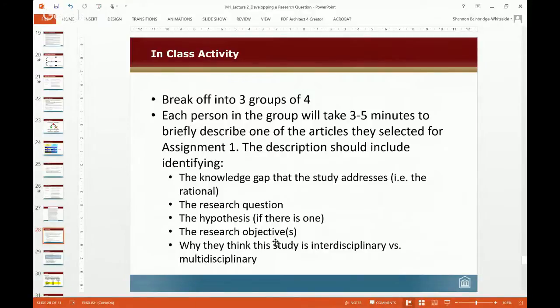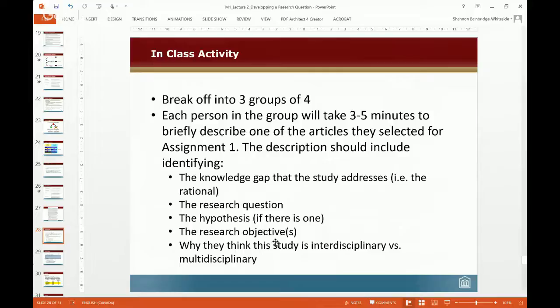Okay, so if this was an in-class lecture, what I was going to get you guys to do at this point was to break off into groups with some of your peers and to start talking about the articles that you guys had selected for the first assignment, so those interdisciplinary research articles. So what I would do if I were you, it's totally up to you, is to try and reach out to some classmates and maybe try and do this, if you're comfortable doing that.